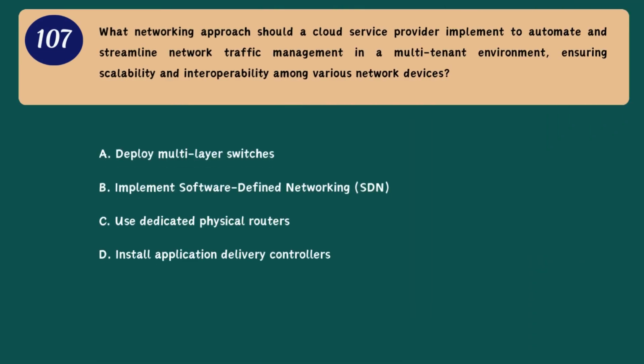Question 107. What networking approach should a cloud service provider implement to automate and streamline network traffic management in a multi-tenant environment, ensuring scalability and interoperability among various network devices? A. Deploy multi-layer switches. B. Implement software-defined networking. C. Use dedicated physical routers. D. Install application delivery controllers.